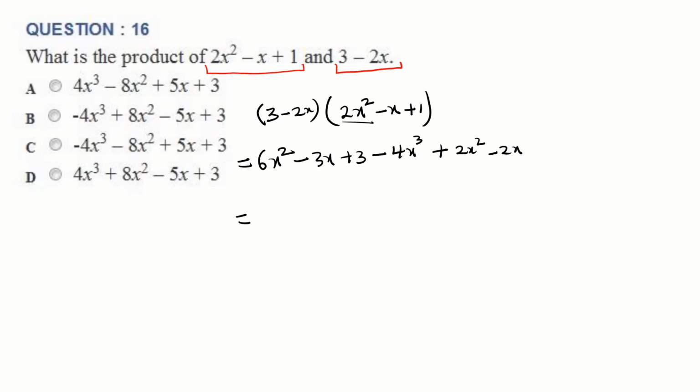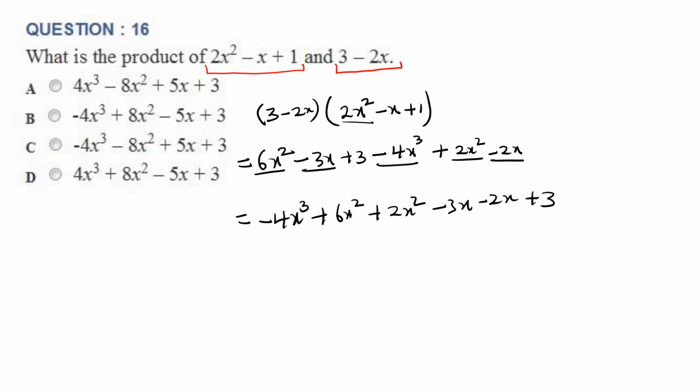Now the next thing is to collect like terms. So we start arranging from the term in which x has the largest power, which is x cubed. So we have minus 4x cubed. So this one is gone. Remaining x squared: plus 6x squared. This one is gone. Plus 2x squared. This is gone. Then minus 3x. This is gone. Minus 2x. This is gone. And this is plus 3. So this is equal to minus 4x cubed, 6 plus 2 is 8, plus 8x squared minus 5x plus 3. So let's look at the right option. That is option B, right?